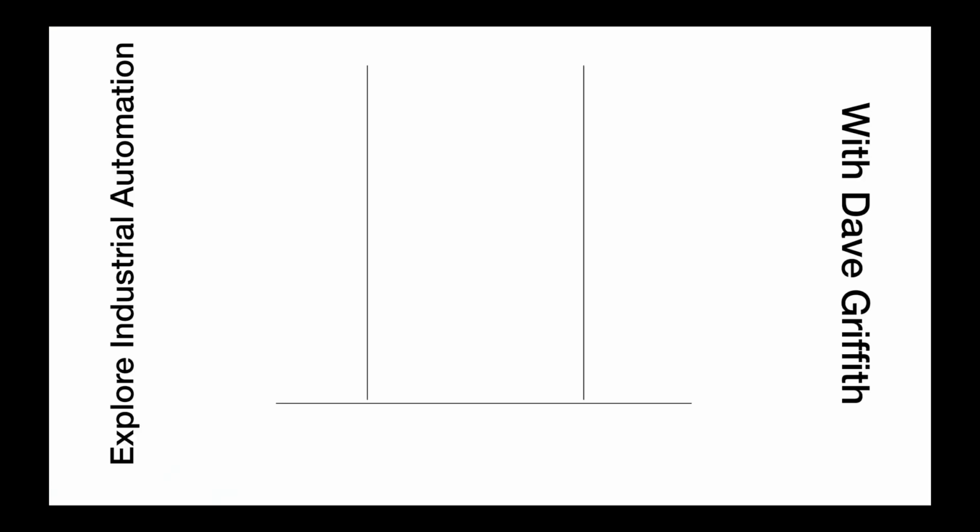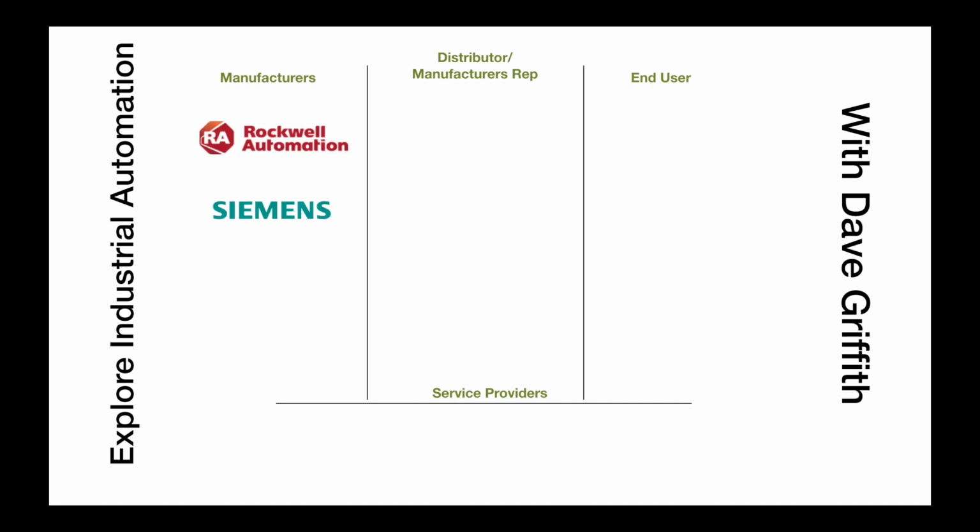The best way I can put together the business landscape of industrial automation is four major categories. We've got the manufacturers, the distributors and manufacturers' representatives, end users, and service providers. On the manufacturer side, they're going to be your large companies like Rockwell Automation or Siemens. Sometimes there'll be specialized companies like Inductive Automation and their Ignition software platform, and sometimes smaller companies that focus on just a small portion of the overall ecosystem, such as Banner Engineering.